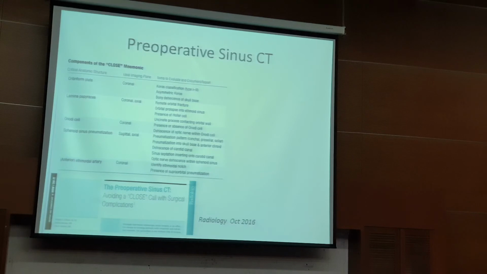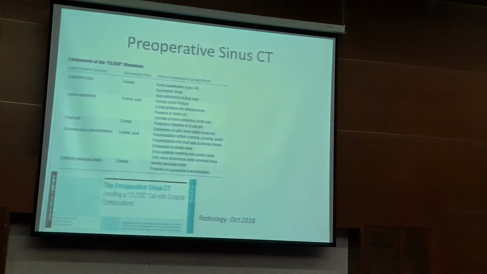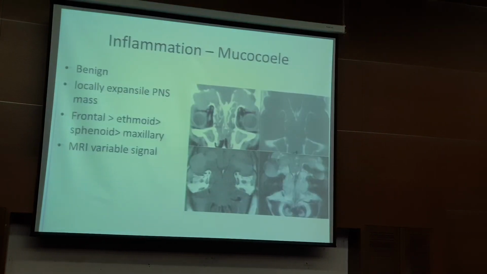There was a study done by this group of people who use a mnemonic to avoid surgical complication, and the structures they look for would be the cribriform plate, looking at Keros classification, lamina papyracea, using coronal and axial image, looking for remote orbital fracture, Onodi cells, best seen in coronal, and sphenoid sinus pneumatization, especially looking for dehiscence of carotid canal. Okay, right.